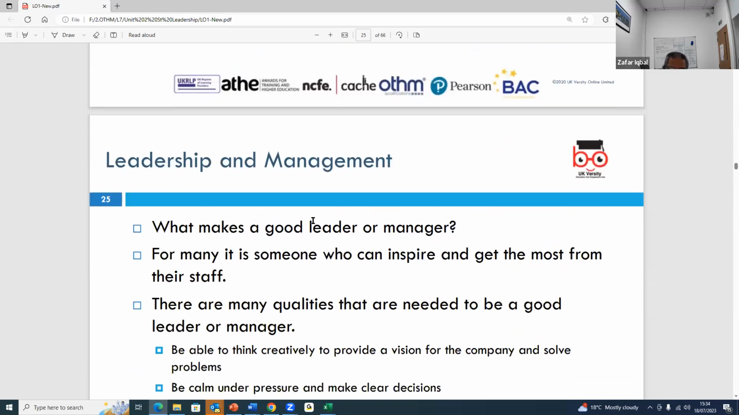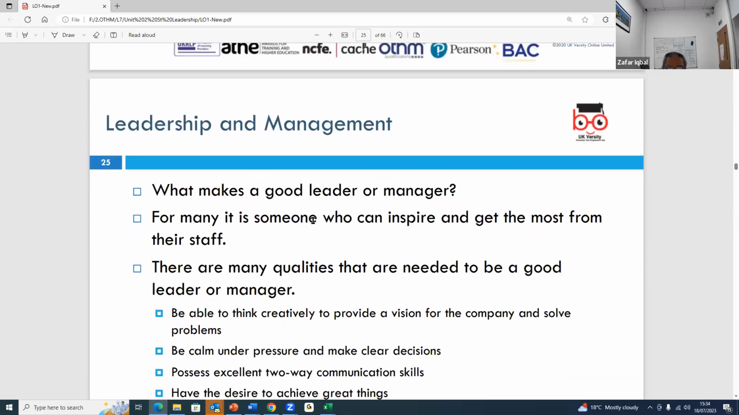Okay, now let's look at leadership and management. Having looked at these leadership theories, and how they've changed over the years, we want to know what the difference is, and what makes a good leader and what makes a good manager. Okay, so what do you think makes a good leader and good manager? For many, it is somebody who can inspire and get the most from their staff.